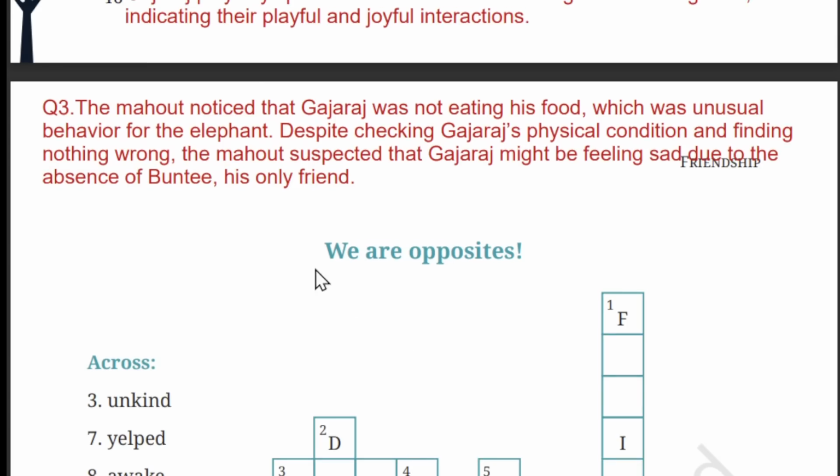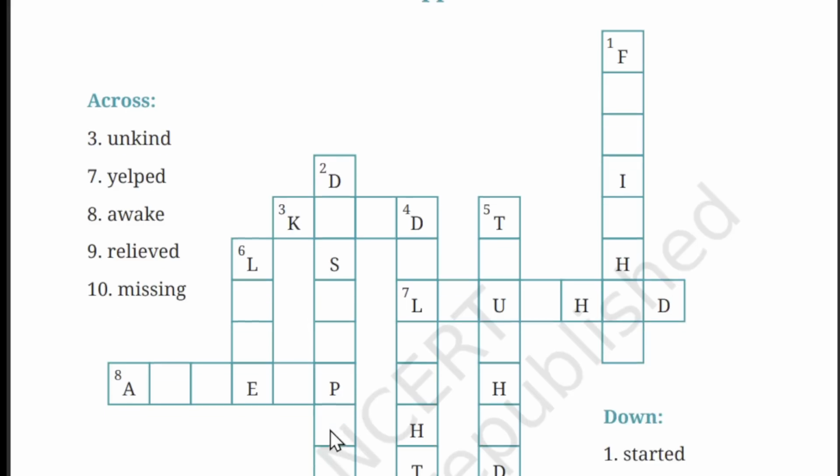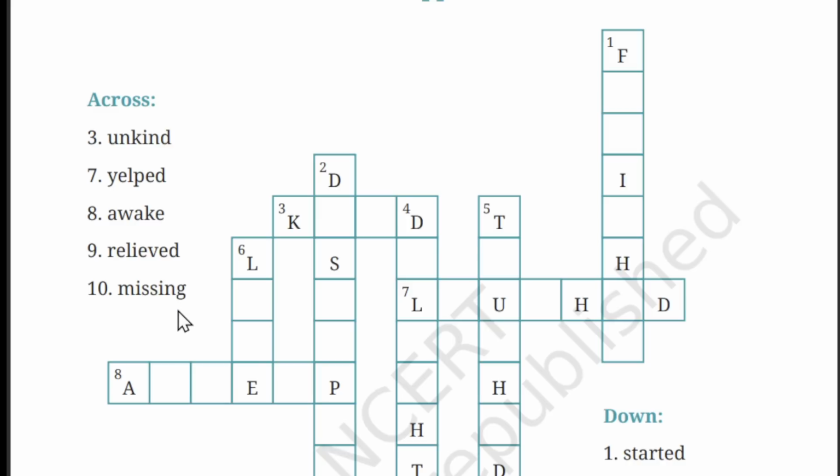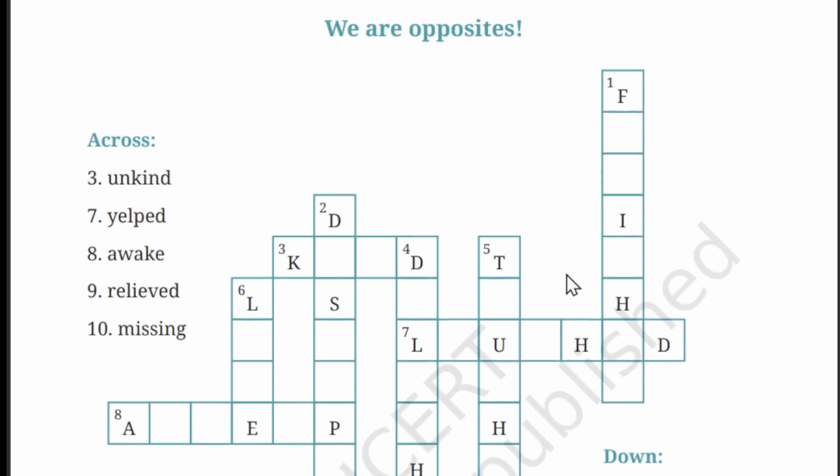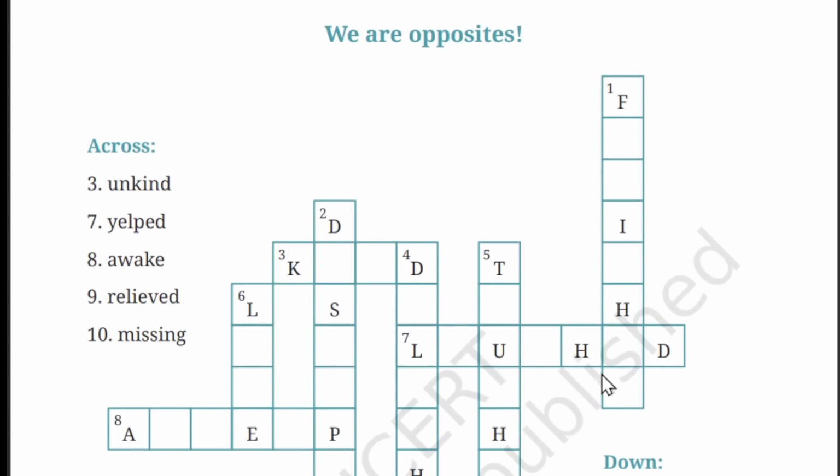Next we have "We are opposites." You have to fill in the opposite words, like unkind, helped, awake, relieved, missing. And down we have started, appeared, sad, untouched, and hate. This is very easy. You have to fill it in by yourself, students. Like sad: the opposite word for sad is happy. So you have to fill in happy here.